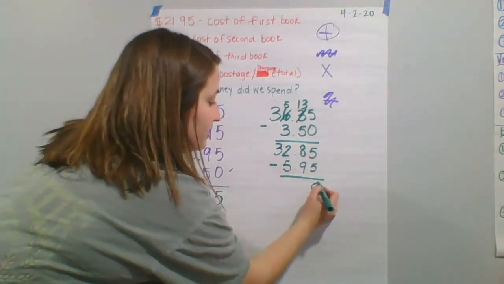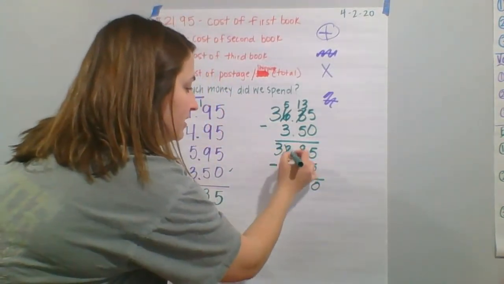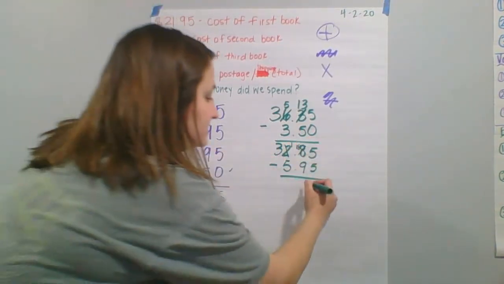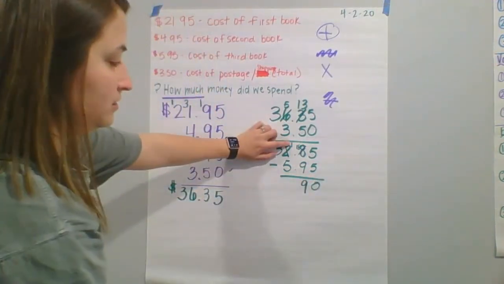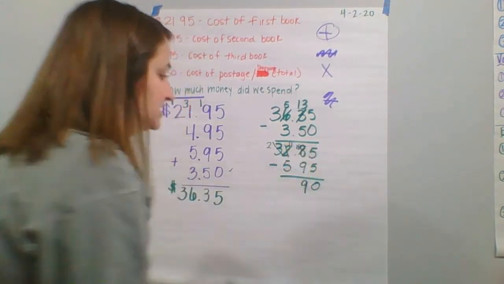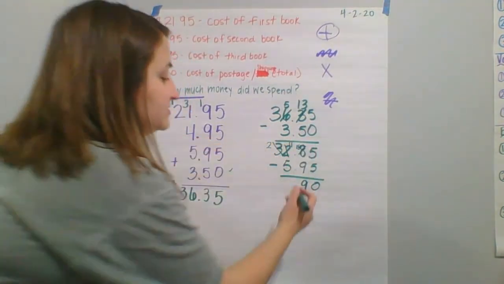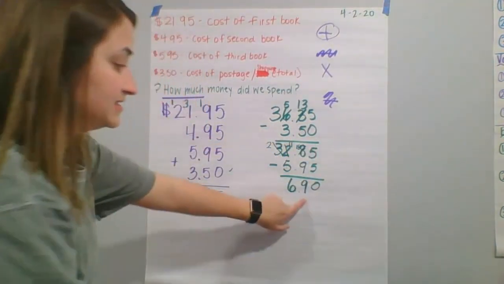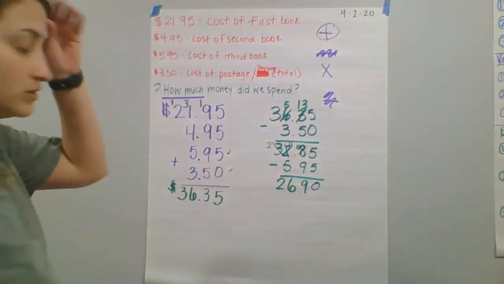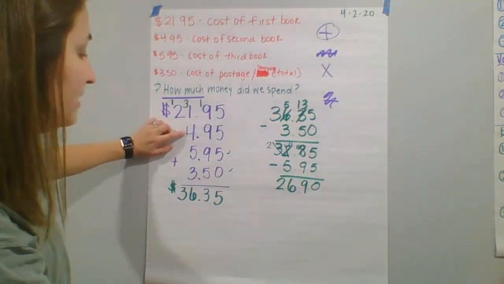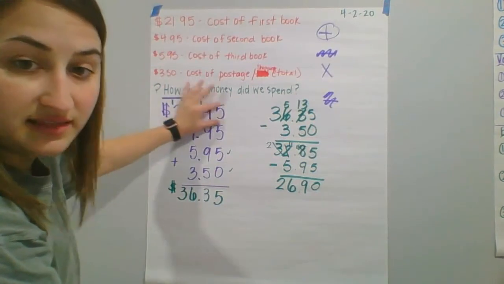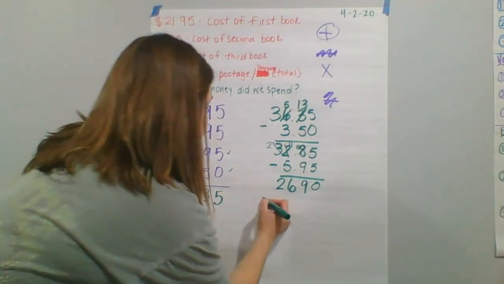5 minus 5 is 0. Can't do 8 minus 1. This becomes a 1, this becomes 18. 18 minus 9 is 9. Can't do 1 minus 5. This becomes 2, this becomes 11. 11 minus 5 is 6. Remember to bring that decimal down and then bring our 2 down. The last thing we want to do is subtract the $4.95, and it should give us this answer right here.